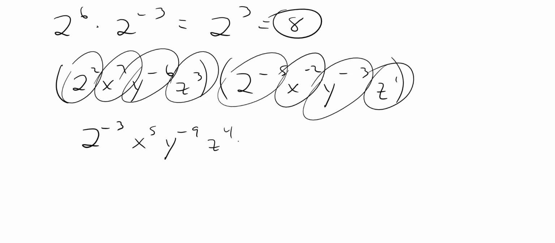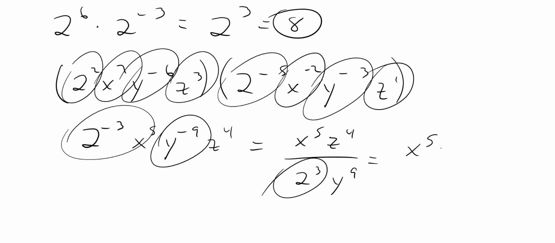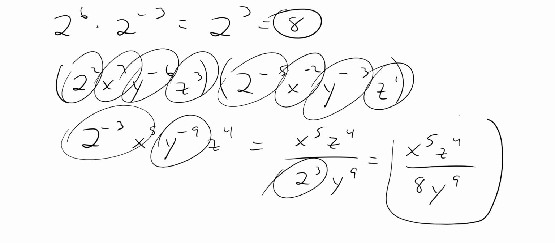Okay? So you move stuff that has a negative exponent down to the denominator here, and we have x to the fifth, z to the fourth, that's positive, so that stays on top, and this 2 to the third, that goes in the bottom, and the y to the negative ninth, so y to the ninth, that goes in the bottom. Okay, the only thing I have to do is simplify this guy right here, the 2 cubed. So it's basically x to the fifth, z to the fourth over 8y to the ninth. There's your answer.